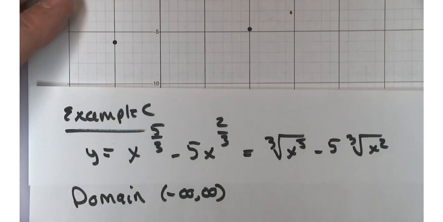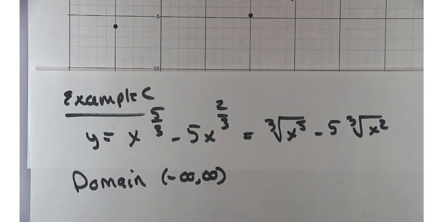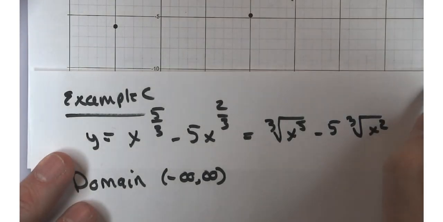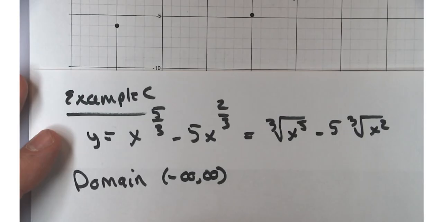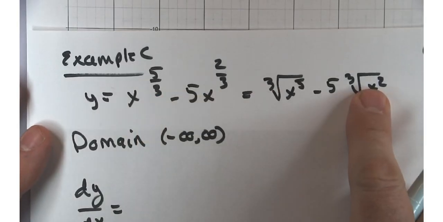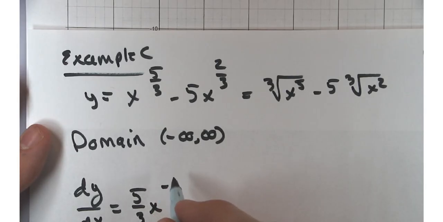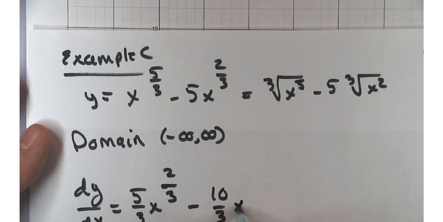Nice. Where should I go from there? What should I work on next? Yeah, some derivatives. Great. So let's work on some derivatives. Now, as far as the derivatives are concerned, dy by dx, I'm going to use this form rather than this form. Makes a whole lot more sense. So it's going to be 5/3 x to the negative, no, actually x to the 2/3 minus 10/3 x to the negative 1/3.